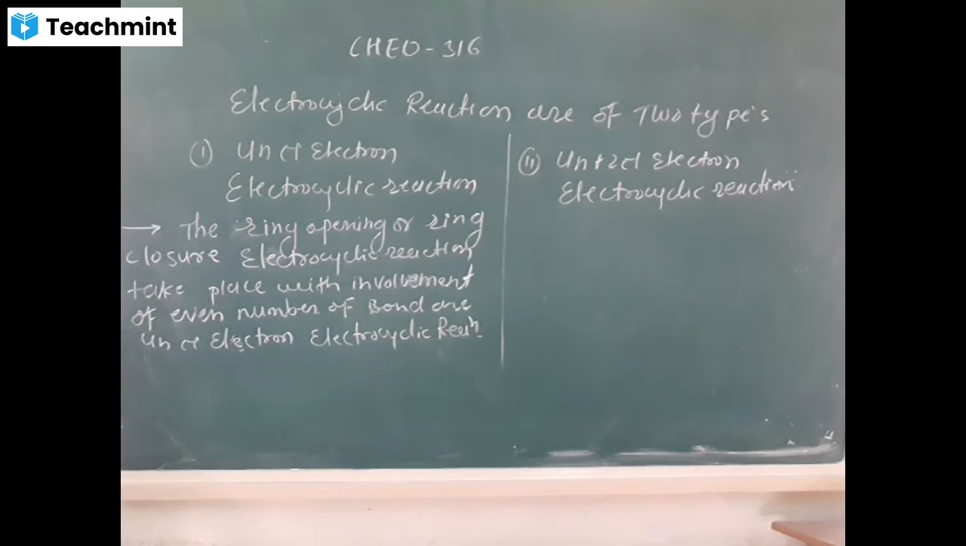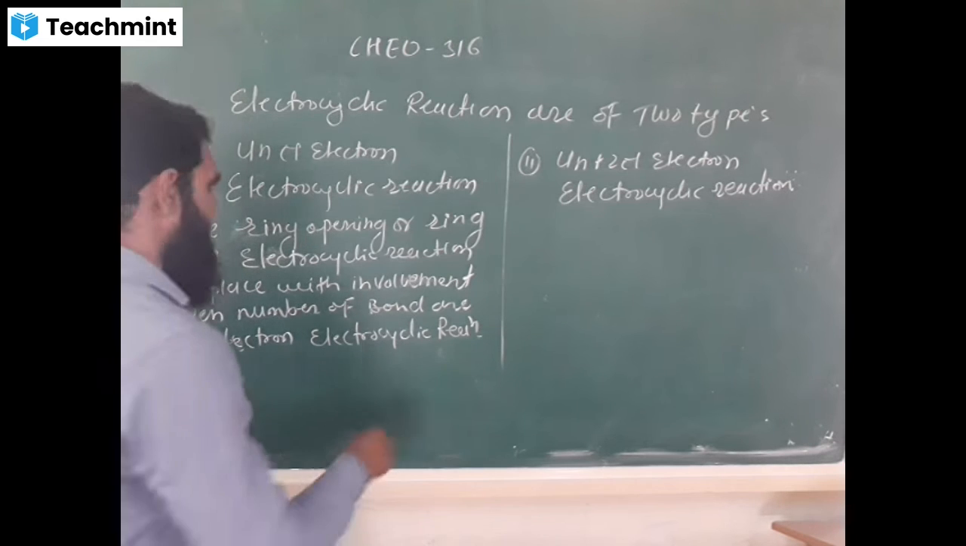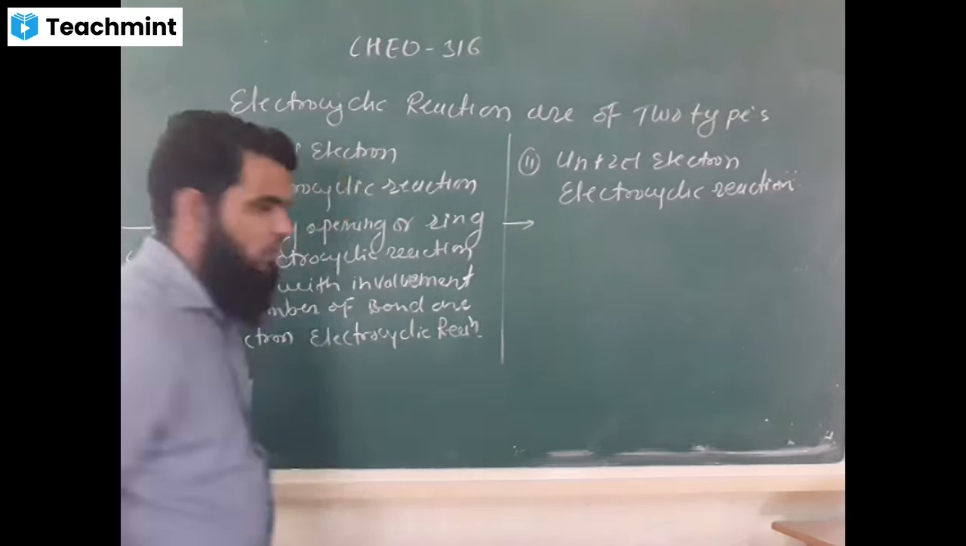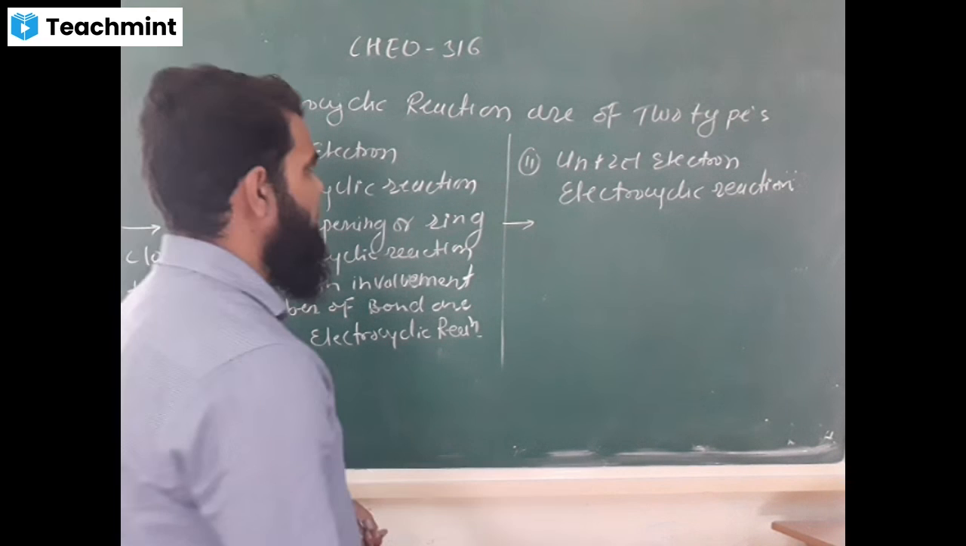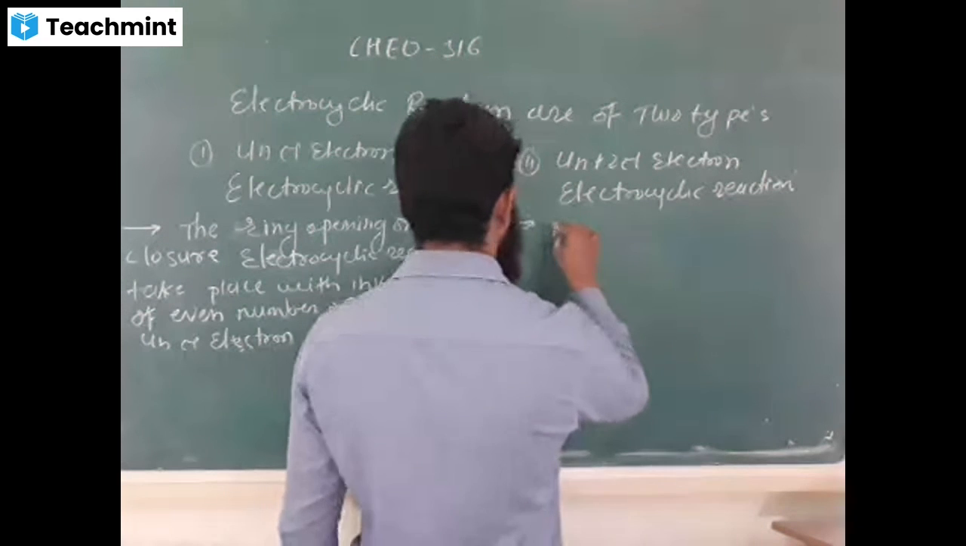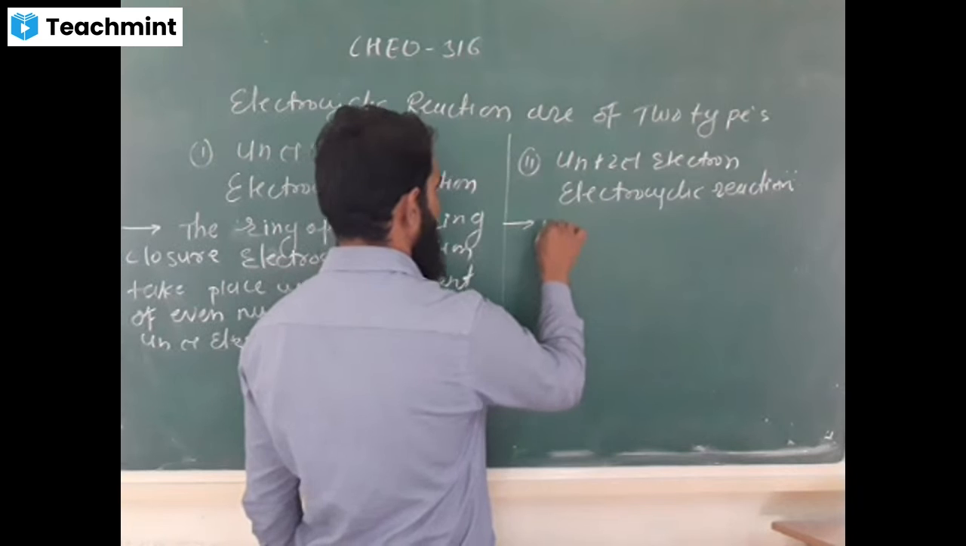Or the electrocyclic ring closure or ring opening reaction in which an even number of bonds are involved to get the product are called 4n pi electron electrocyclic reactions. And such electrocyclic reactions in which an odd number of pi bonds or odd number of bonds are involved in product formation, or in ring closure or ring opening, what will we call them? 4n+2 pi electron electrocyclic reaction.